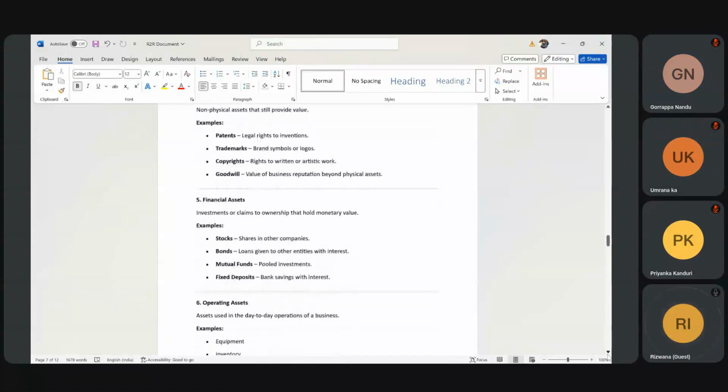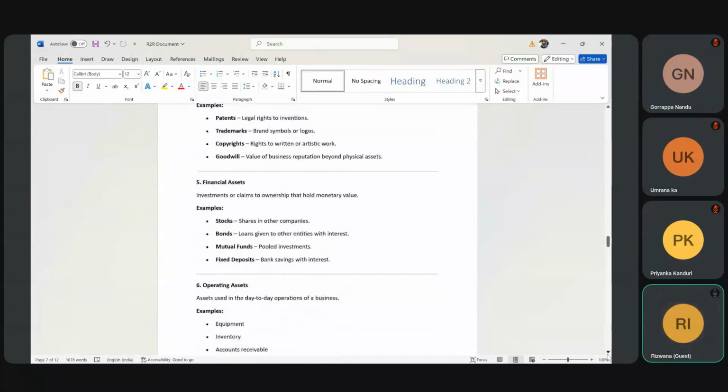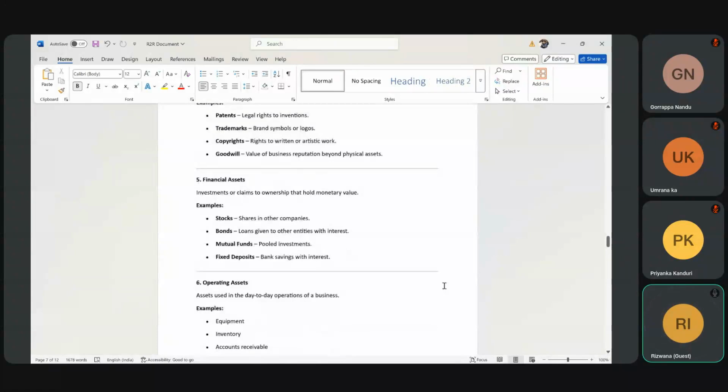And fifth is financial assets, investments or claims to ownership that hold monetary value. Examples are stocks, bonds, mutual funds, fixed deposits in bank with interest. These are our financial assets, like stocks, which are shares in the company, right? Owners' shares like equity will always be there. Those are financial assets.